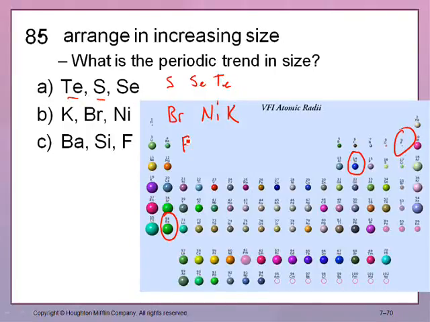The trend is to see the largest down here and the smallest up here. So fluorine is smallest, silicon is next, and barium is the largest. Where was barium? Barium is the largest. Somewhere I had circled cesium, and that wasn't in the question.